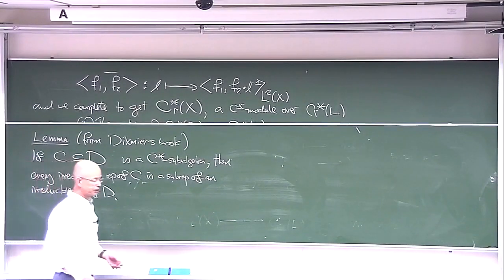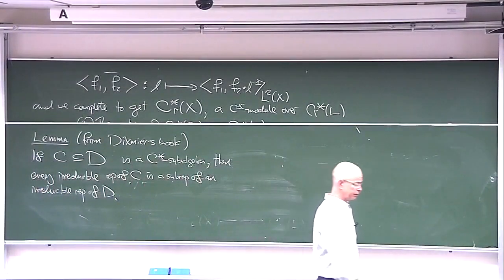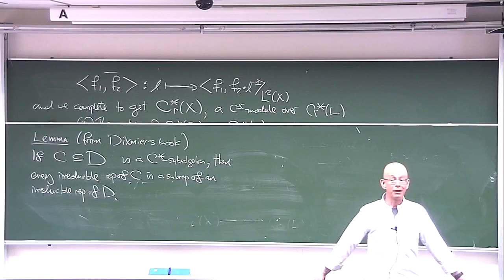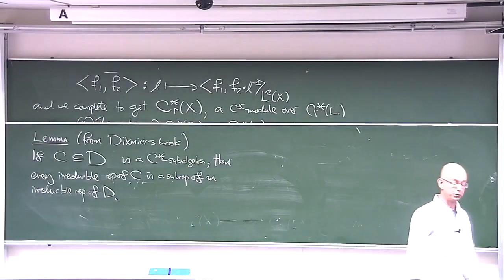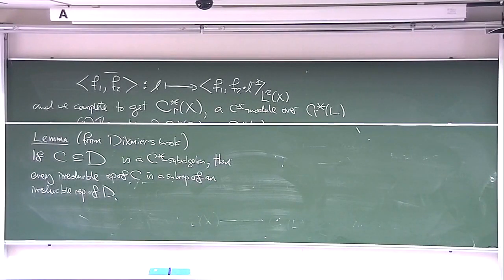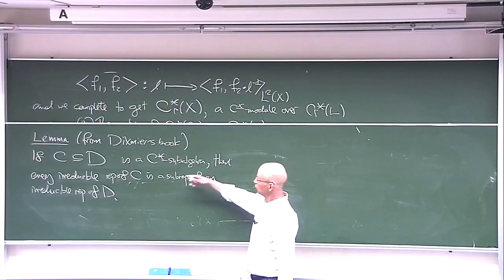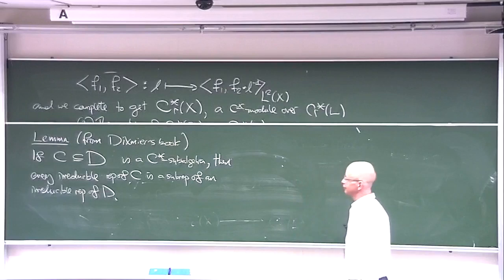If I have a representation of D, of course I can restrict it to C, and now I get a representation of C. And it may not be irreducible. After you do the restriction, it may not be irreducible anymore. But what happens is that among the irreducible constituents, you will find, in this way, all of the irreducible representations.